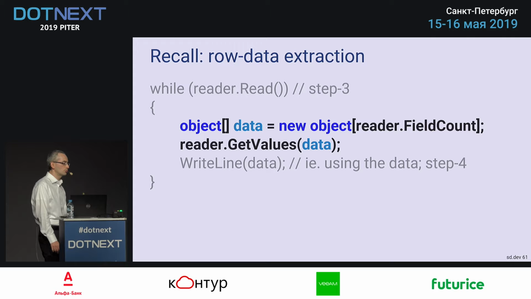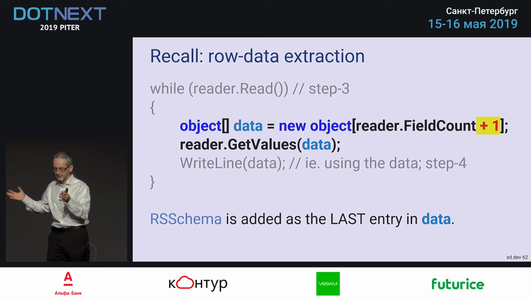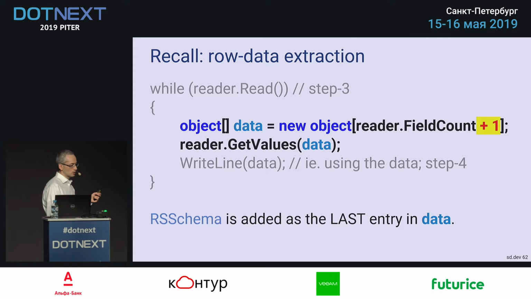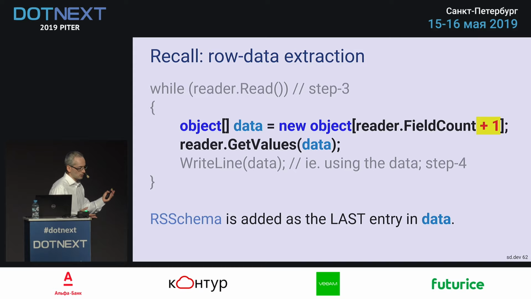The trick that I'm employing is simply incrementing the field count by one, creating another empty free cell at the very end of that array. That cell will have a type of object, which is very convenient, and I can store the RS schema object directly into that very last cell. Storing it right there at the end of the data array allows me to avoid tracking the pointer to this object within the structure, which makes my structures much smaller.